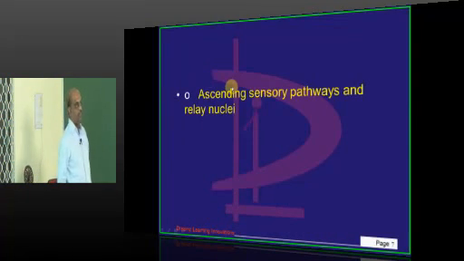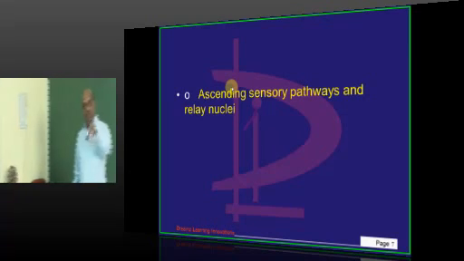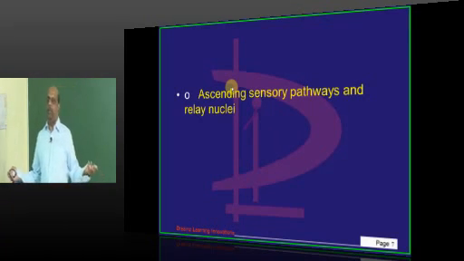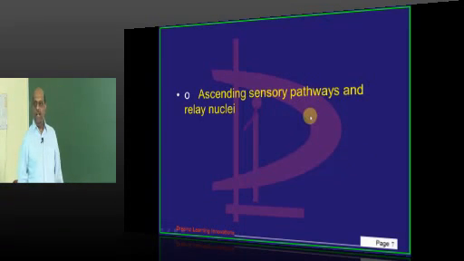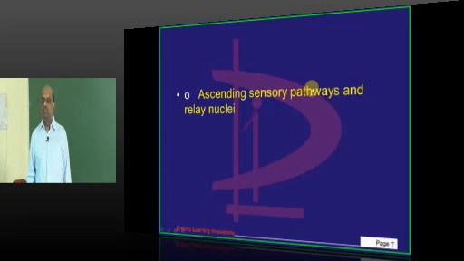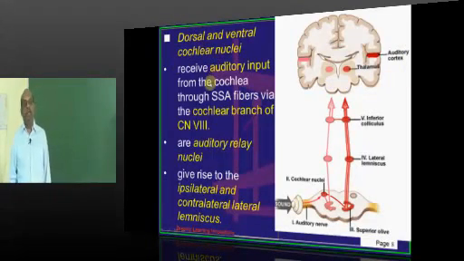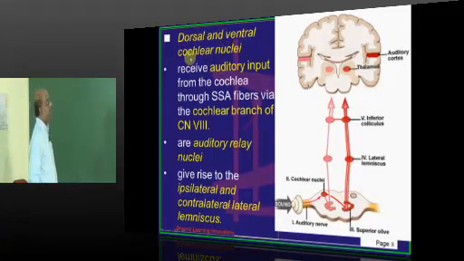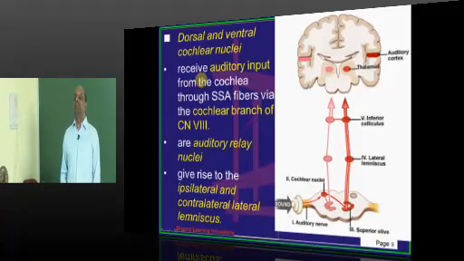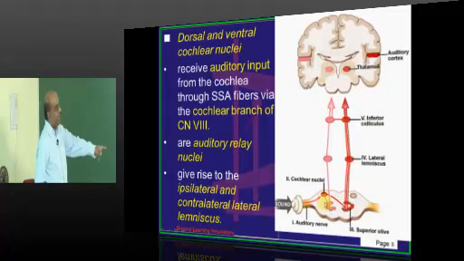Then, what are the various ascending, descending, and cranial nerve nuclei? That's how we approach each of these parts of the brainstem. Ascending, we already discussed sufficiently in the medulla itself. Okay. We have a dorsal and ventral cochlear nuclei.